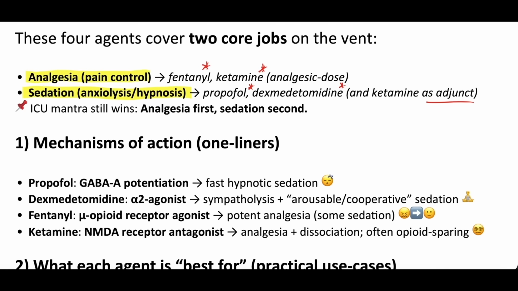When it comes to the ICU mantra, we tend to treat with analgesia first and sedation second, because what we don't want is to try to sedate someone's pain away. We want to make sure their pain is treated, and if they still require sedation thereafter, then we will provide them with sedation, but an analgesia-first approach. So when we're talking about these four drugs, analgesia and sedation are two separate pathways. Analgesics are fentanyl and analgesic-dose ketamine. Sedation is propofol, dexmedetomidine, and sedation-dosed ketamine.